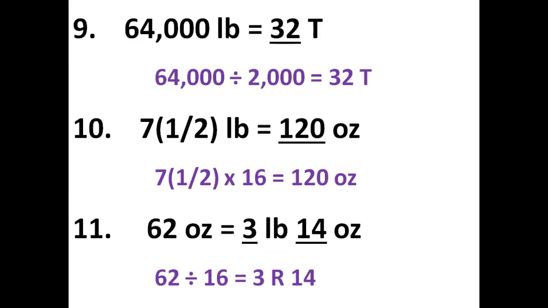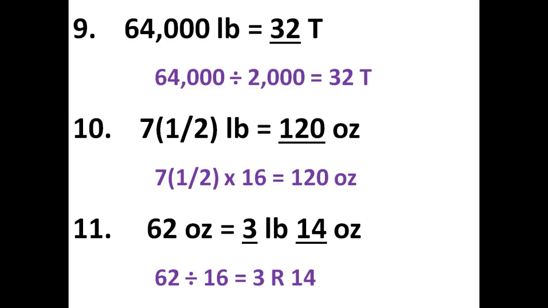Number 9, 64,000 pounds is equal to 32 tons. LB for pounds and capital T for tons. See the calculation in the second line. 64,000 divided by 2,000. Why? Because 1 ton is equal to 2,000 pounds. If we want to convert pounds into tons, we have to divide by 2,000. 64,000 divided by 2,000 equals 32 tons is the answer for number 9.